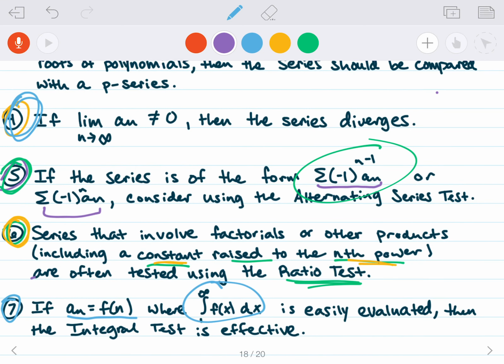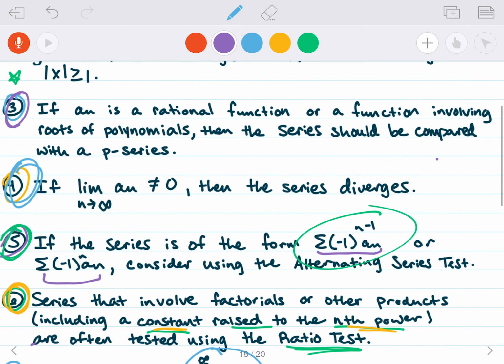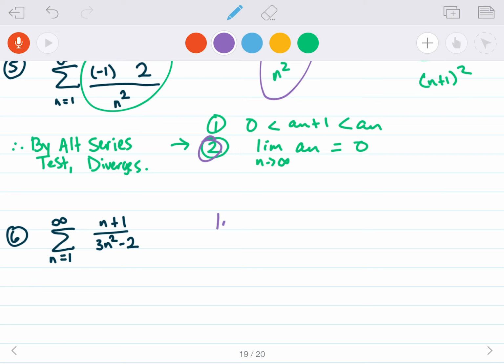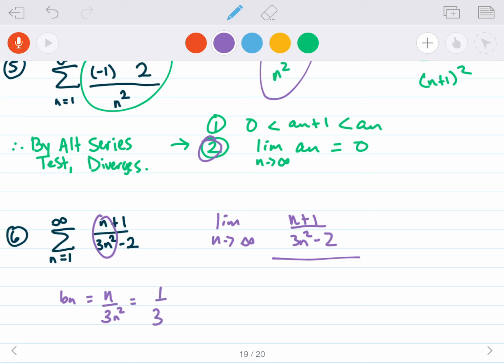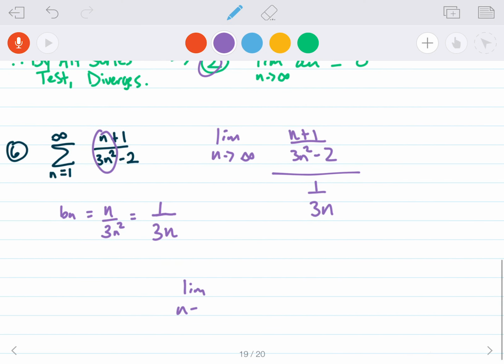And again, I'm looking at number 3 here. So we're going to take the limit as n goes to infinity of a sub n over b sub n. Now, b sub n in this case, remember what we do with these comparison tests. We take the highest power on top and on bottom. And so this thing is just going to be 1 over 3n. So simplifying this out, I have the limit as n goes to infinity of n plus 1 times 3n, just multiplying by the reciprocal there, over 3n squared minus 2.